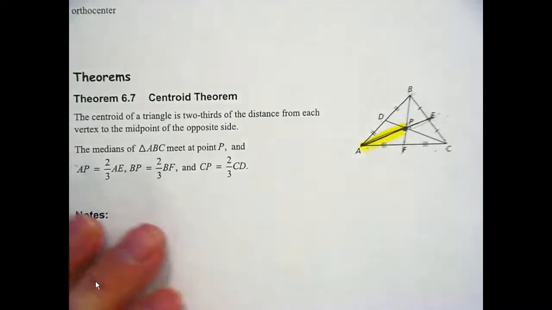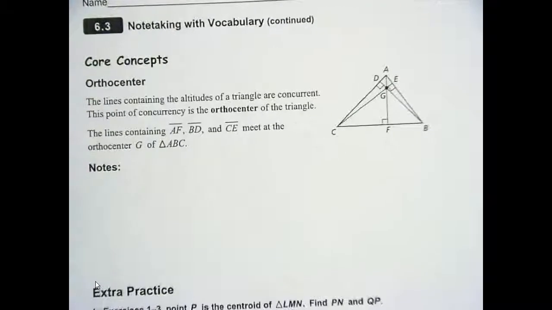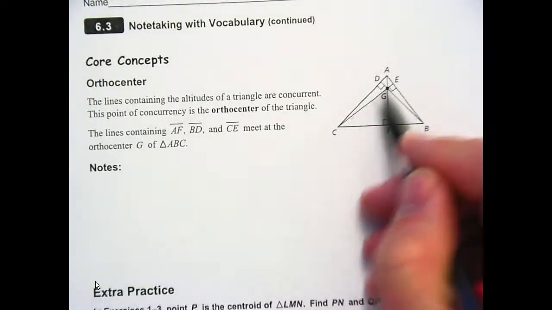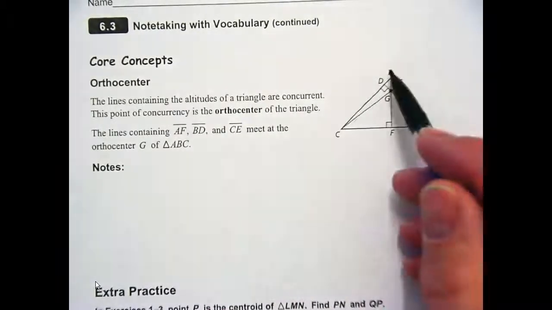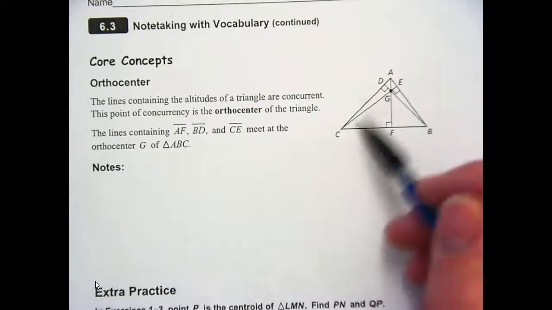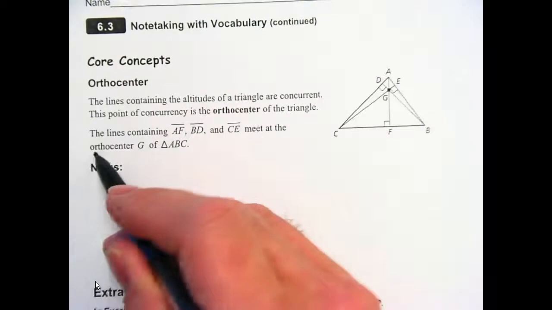All right. On the other one, if you turn the page, on page 177, the other piece was the orthocenter, and we did those constructions on that first day as well. Those constructions were where we found those altitudes, where the altitudes intersected. The lines containing AF, BD, and CE all meet at point G, which we call the orthocenter.